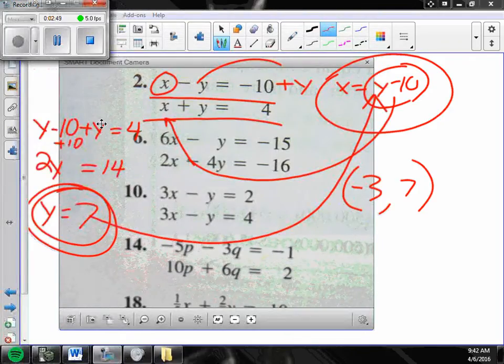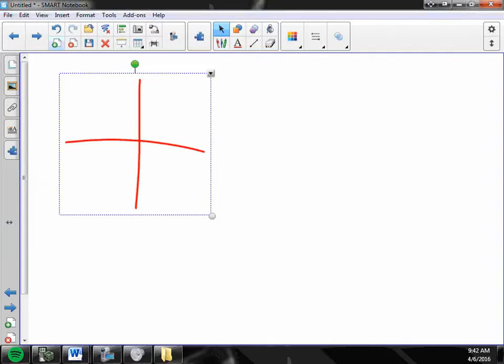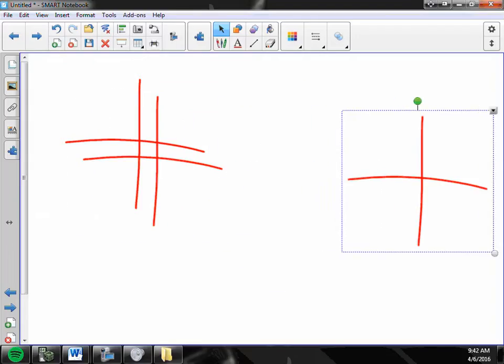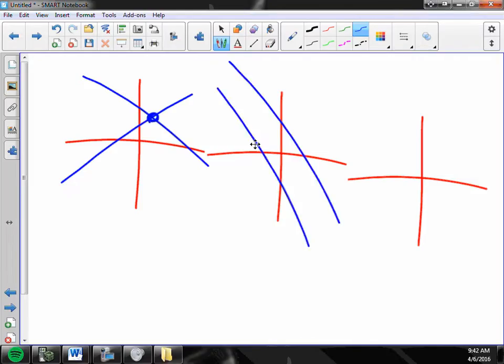So when we're dealing with two linear equations, we could have two lines that intersect at a single point. What are the other options? Two parallel lines, in which case there's no solution, or two identical lines, in which case there are infinitely many solutions.